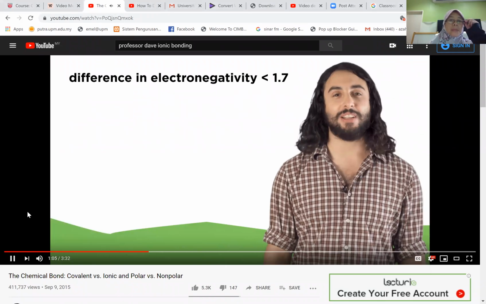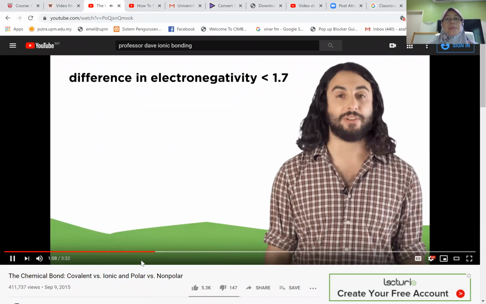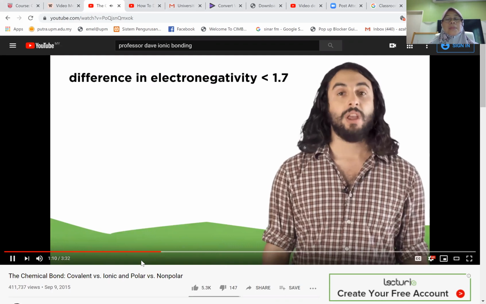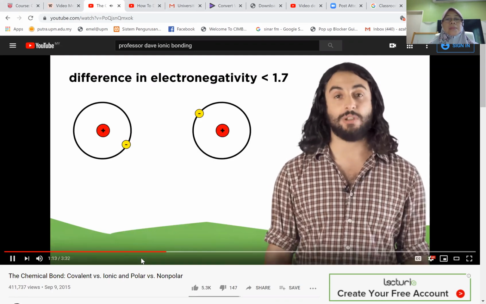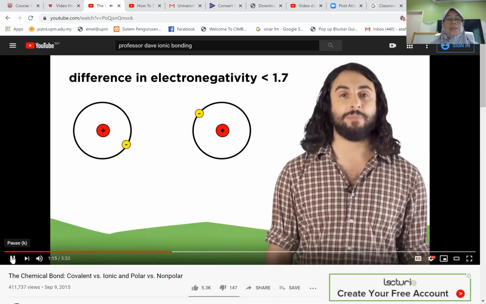If the electronegativity difference between the two atoms is less than about 1.7, no electrons are stolen, but instead the two atoms share 2 electrons. So this is the basis of covalent bond. If the difference in electronegativity between the elements, for example, between nonmetals and nonmetals, is less than 1.7, then there will be no transfer of electron. But there is a polarity and there is a sharing of electron.